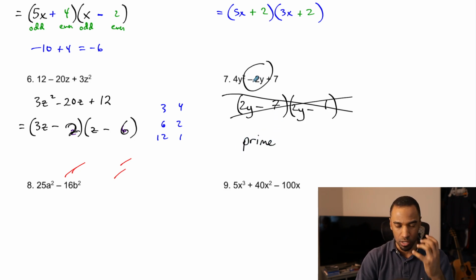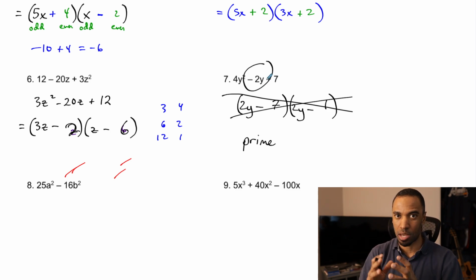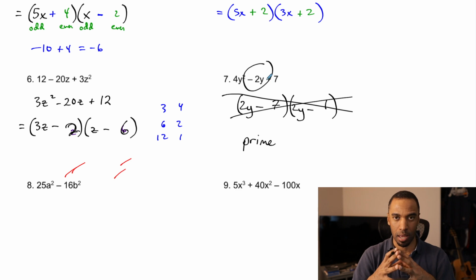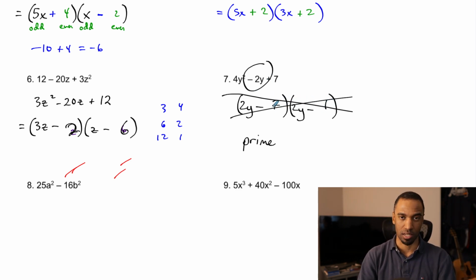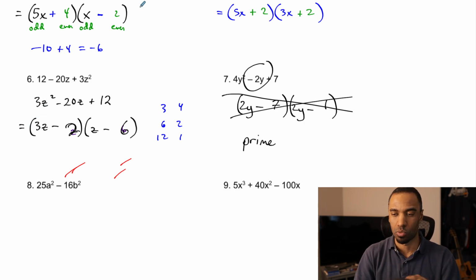This negative 2 is way too small for a positive product to keep my sum that small. It's not going to happen. I just tested the only thing that was worth testing. 4 and 1 is not worth testing because that'll leave me with an odd sum. This is the only one. Didn't work. It's prime.